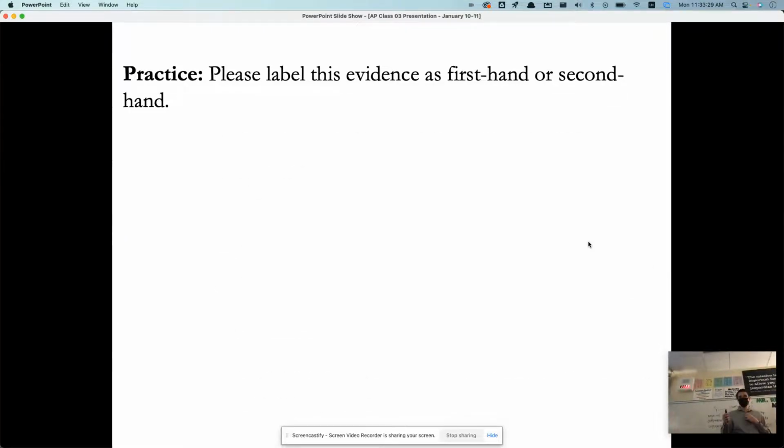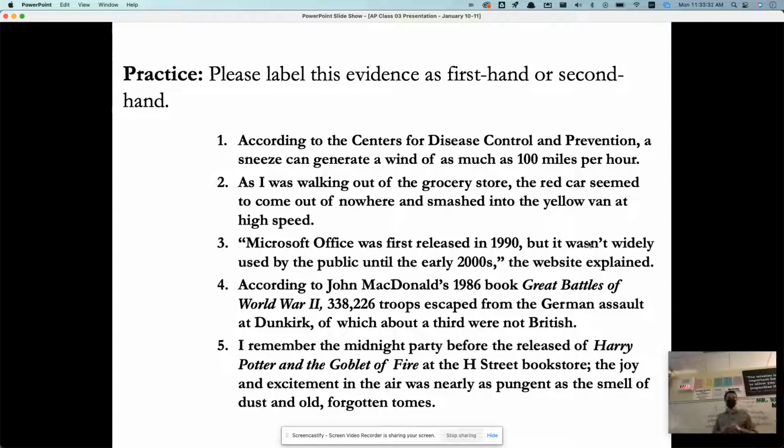Here you go, you get a little practice. There are 5 little chunks of evidence here that could be used to support random claims. Don't think too much about what claims are being supported here. I want you to think just about evidence. Here's a chunk of evidence that could be used for something. Is it first or secondhand? Try your best. Just a minute here.